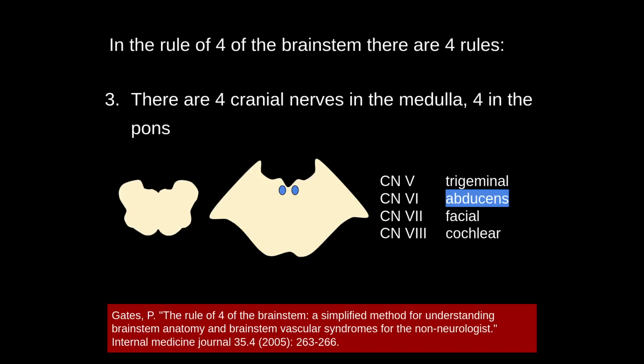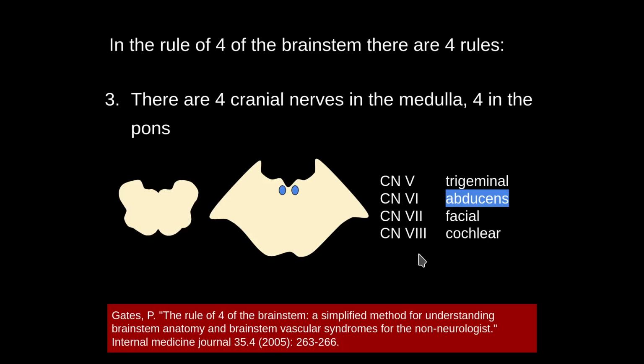There are 4 cranial nerves in the pons. Cranial nerve 5, which is mainly sensory with a bit of motor. Cranial nerve 6, which is a voluntary eyeball muscle, mentioned in rule number 1. And you have this mixed sensory and motor nerve in the face, and this pure sensory, special sensory nerve in the medulla. So 4 in the medulla, 4 in the pons.